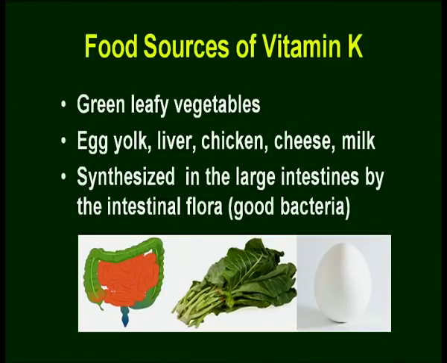It is abundantly available in green leafy vegetables, egg yolk, liver, chicken, cheese, milk, which are good sources of vitamin K. It can also be synthesized in our large intestine in presence of healthy bacteria which are present in our intestinal flora. So you have understood the four fat soluble vitamins A, D, E, K, their functions and food sources. Now we will understand about the vitamin B complex.